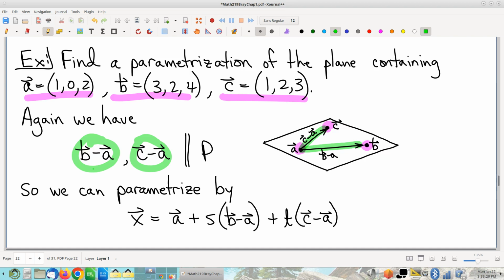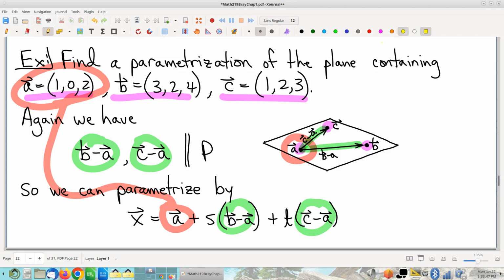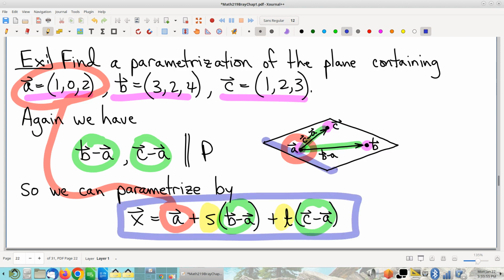So all I have to do is take any point I like of these three. I like this one, arbitrarily, because it has the smallest numbers. And then I have my two vectors parallel to the plane. S and T are my parameters. And again, we win. That parameterizes my plane. How are we doing? Is everybody happy? All right.